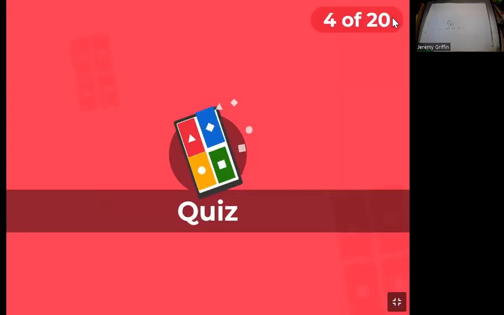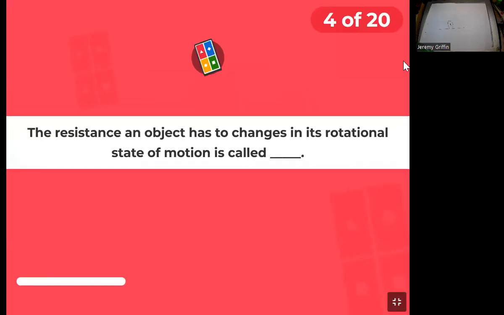Oh, Nick, moving to the top spot. Resistance an object has to changes in its rotational state of motion.